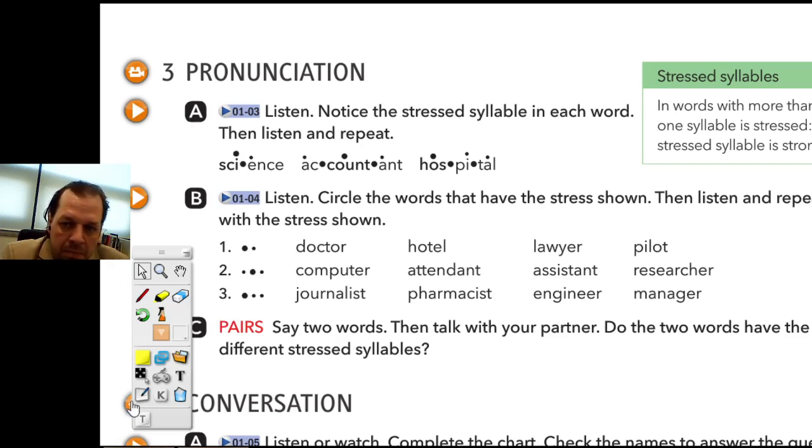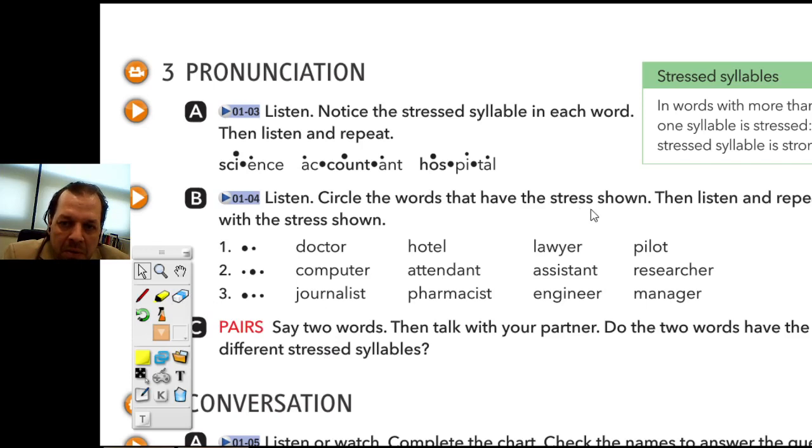Science. Accountant. Hospital. Okay, so where's the stress? You can start to see the large stress on science, accountant, hospital. All right. How about these ones?